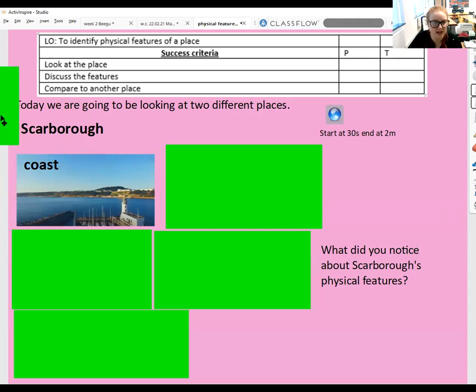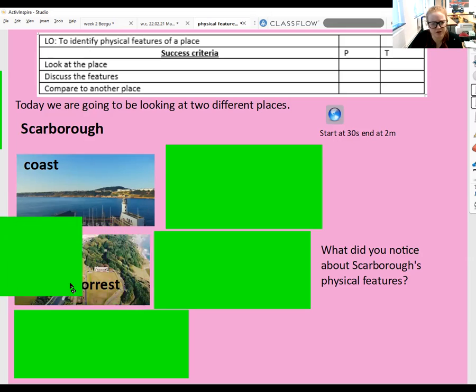Okay, did you see the coast? What is the coast again? The coast is anywhere the land meets the sea. So Scarborough is a coastal area because it is the coast. We can see the land and we can see sea and we can see them meeting. So that makes it the coast. Scarborough has a coast. What else does Scarborough have?